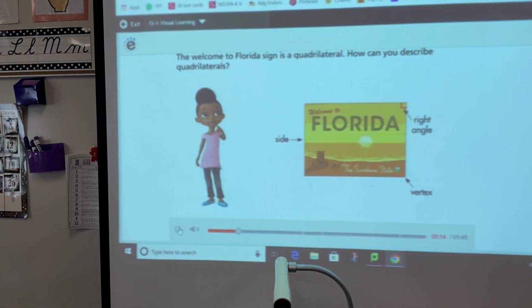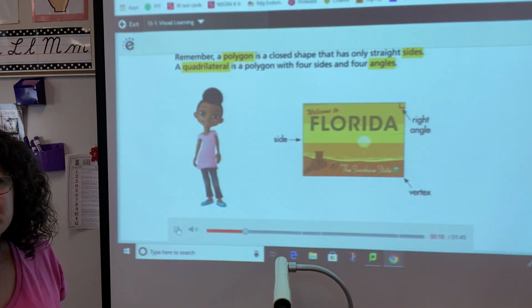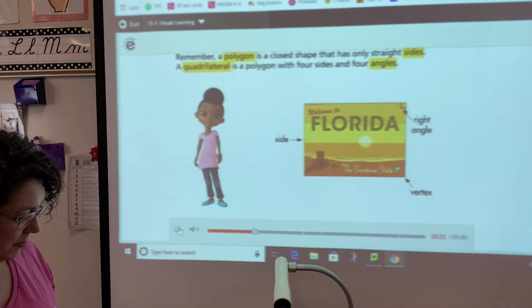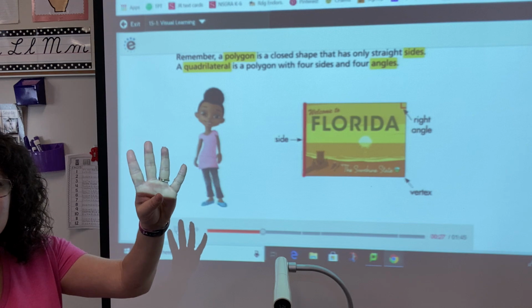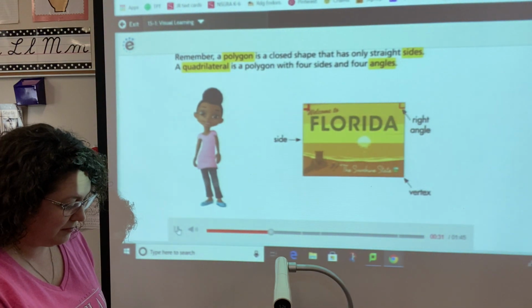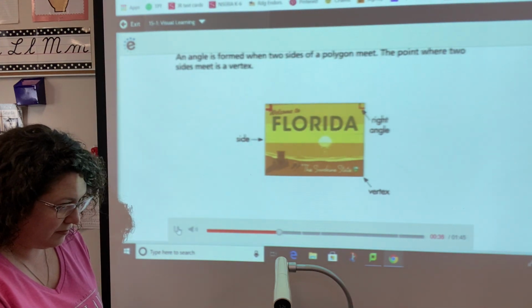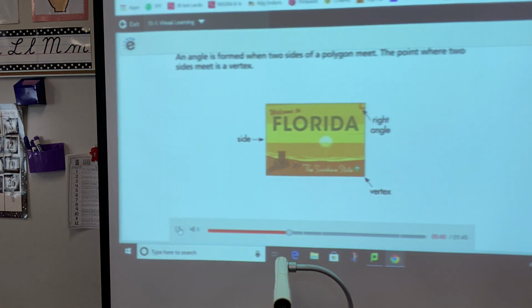How can you describe quadrilaterals? Remember, a polygon is a closed shape that has only straight sides. A quadrilateral is a polygon with four sides and four angles. An angle is formed when two sides of a polygon meet. The point where two sides meet is a vertex.